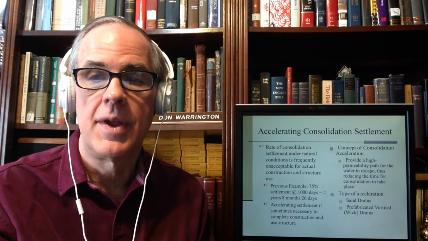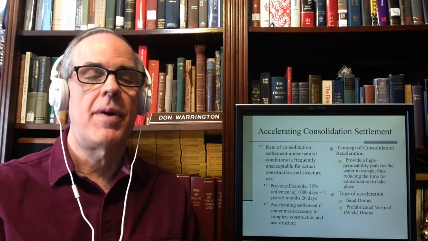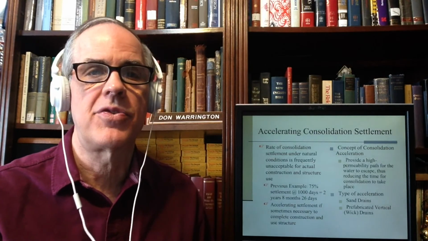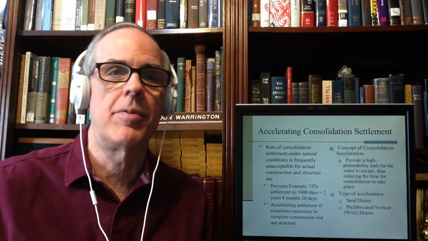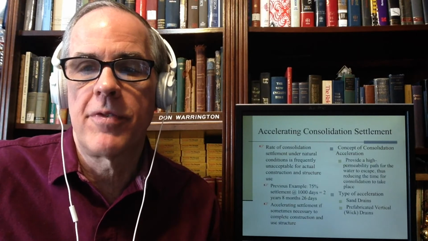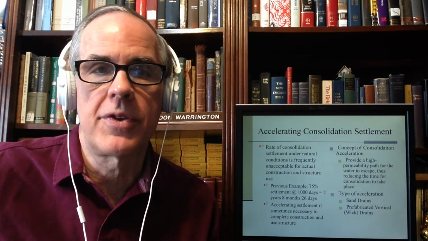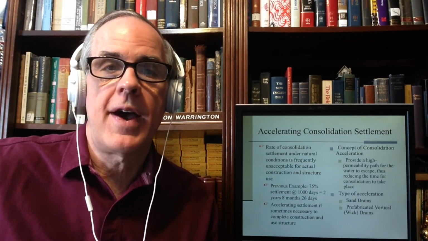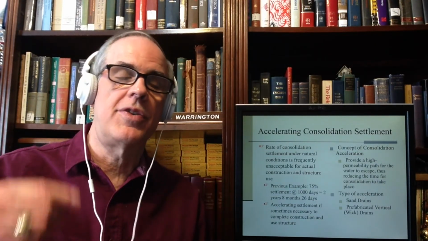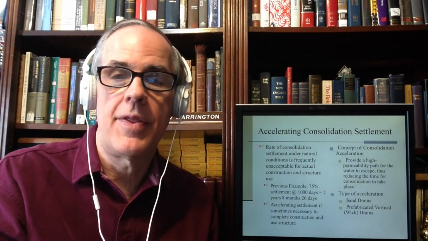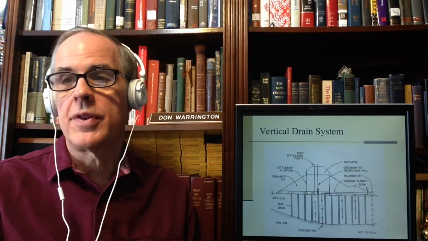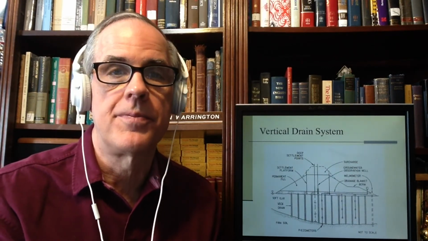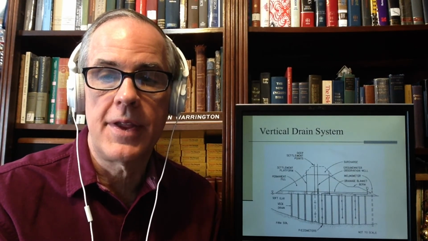The answer is yes. The way we do it is by tricking the soil into thinking that its permeability is high, and we do that by providing a high permeability path for the water to escape. And we not only provide a high permeability path, we provide it in lots of places to reduce the distance that the water has to travel through the low permeability material to get to the high permeability path. That way we can reduce the consolidation time. The classic way of doing that is a vertical drain system.